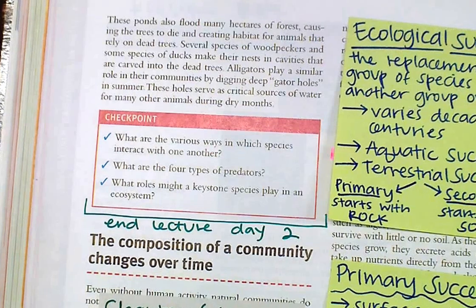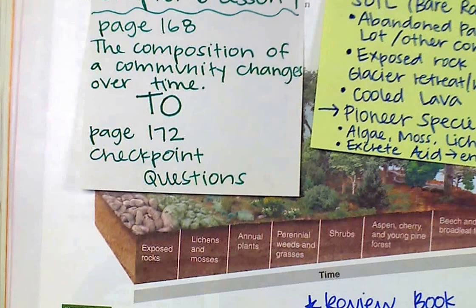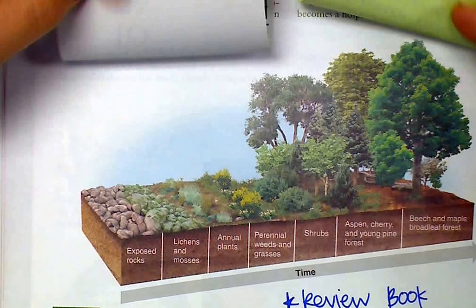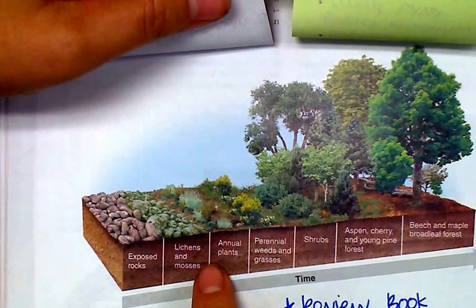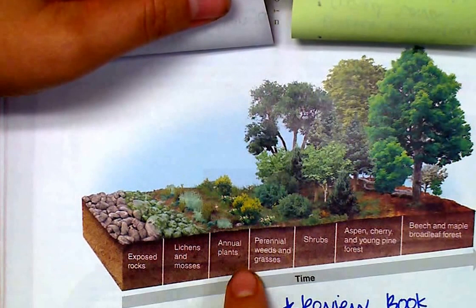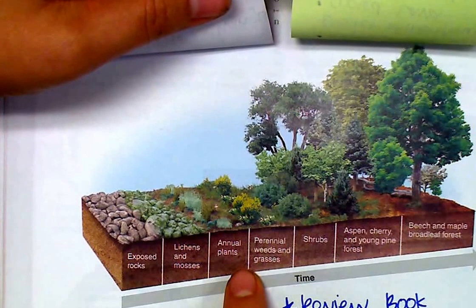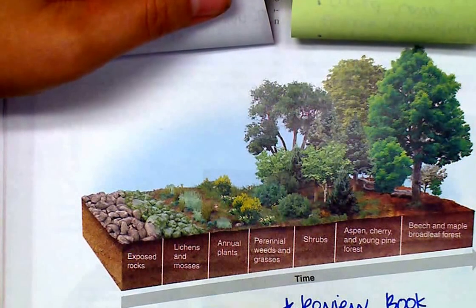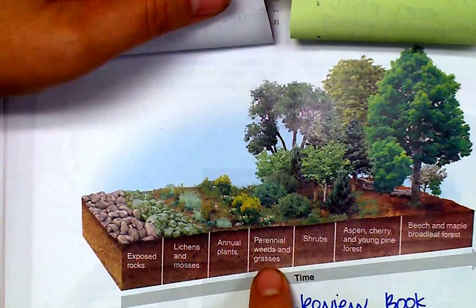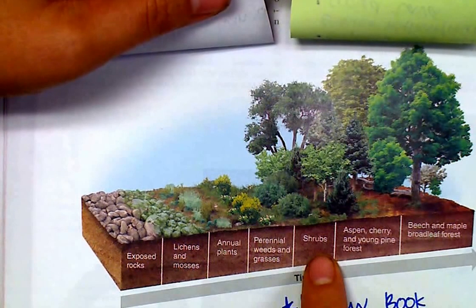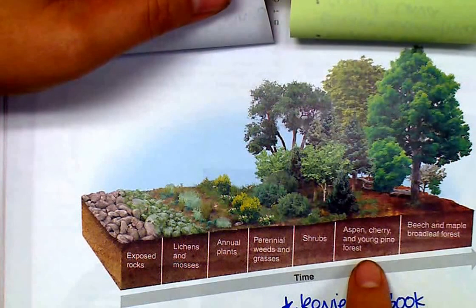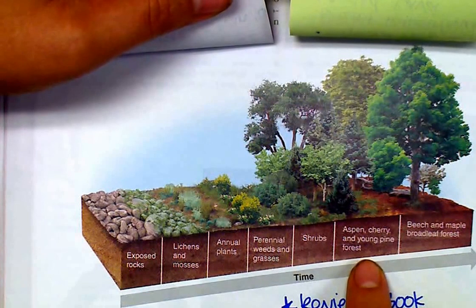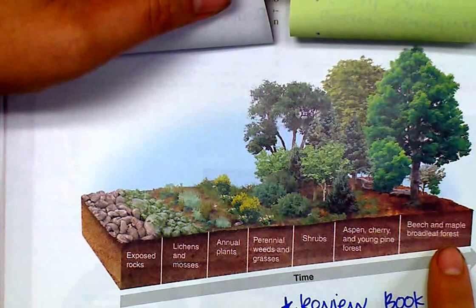Okay, now I wanted us to bring our attention to these pictures here of primary succession. So we're starting with exposed rocks, just bare rocks by themselves. Here are our pioneer species, lichens and mosses. We have our annual plants, which means they bloom annually, or once every year. Then we have perennial weeds and grasses. They come back multiple times. Shrubs are next, and that's when we start being able to have enough shade and shelter to grow some of these trees: aspen, cherry, and young pine forest. Okay, so those are going to be our sunlight tolerant trees. And then beech and maple broadleaf forest, that's going to be our climax community.